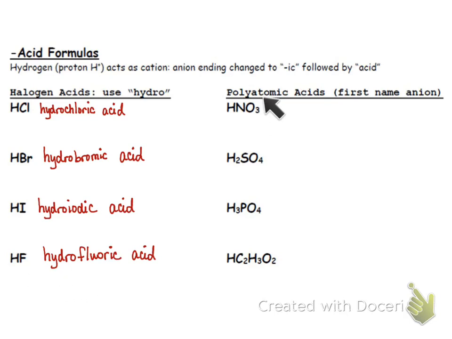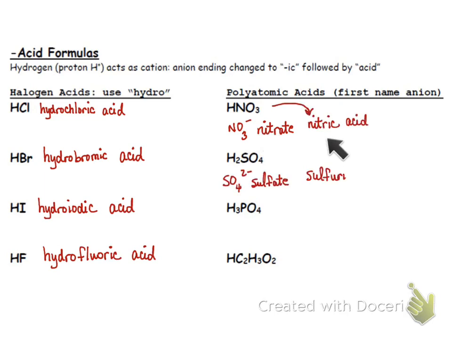The polyatomic acids that you need to know come from the polyatomic groups, again, with a proton. The first one is HNO3. We know it's an acid because it starts with an H. NO3 is a nitrate group. So the acid made with this is nitric acid. Again, change the ending to -ic followed by acid.